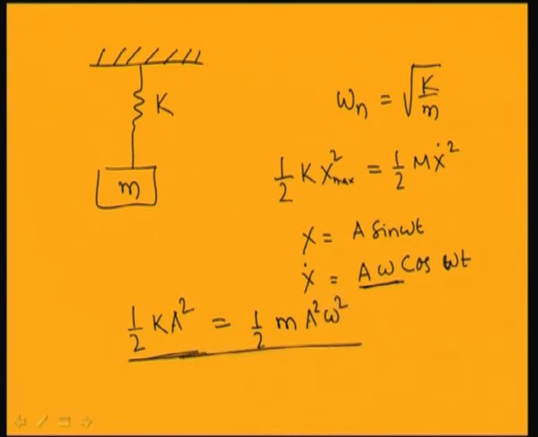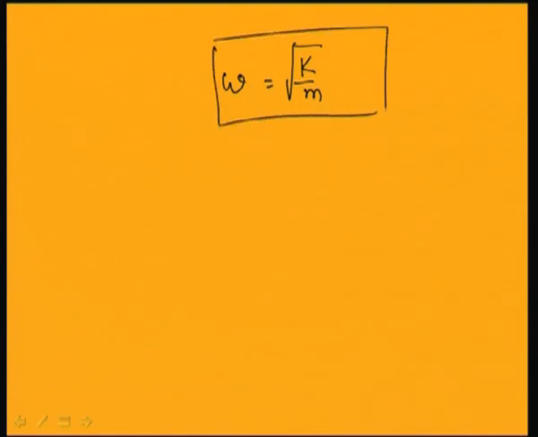Now, equating these two terms, the half cancels and the a square cancels, so you can write omega square equal to k by m. So, omega equal to root over k by m. This is the natural frequency, that is why I have written n. In this way you can find it, and now let us take a system with two masses.